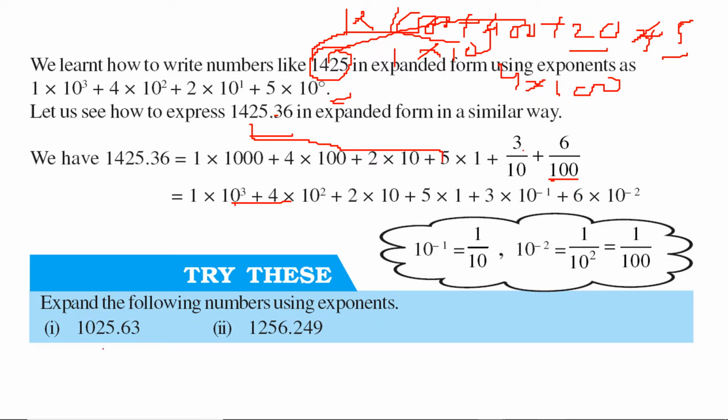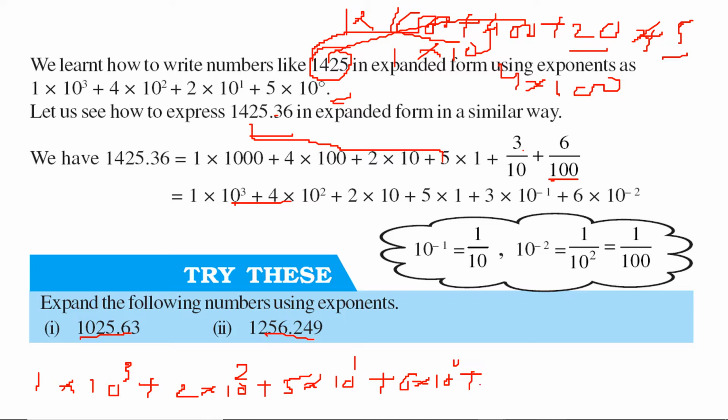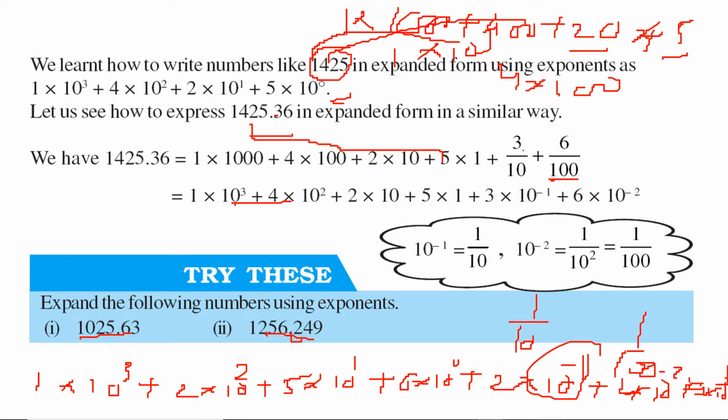You can expand this number. I will tell you. Let us solve this. So this is nothing but 1 into 10 to the power 3 plus 2 into 10 to the power 2 plus 5 into 10 to the power 1 plus 6 into 10 to the power 0 plus, now we are going ahead, on the right hand side of our decimal, 2 into 10 to the power minus 1, plus 4 into 10 to the power minus 2 plus 9 into 10 to the power minus 3. 10 to the power minus 1 is 1 by 10. This is 1 by 100 and this is 1 by 1000.